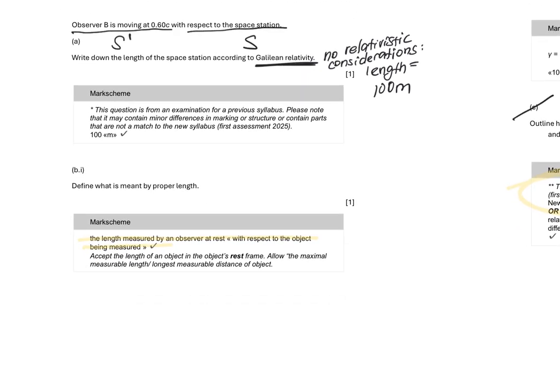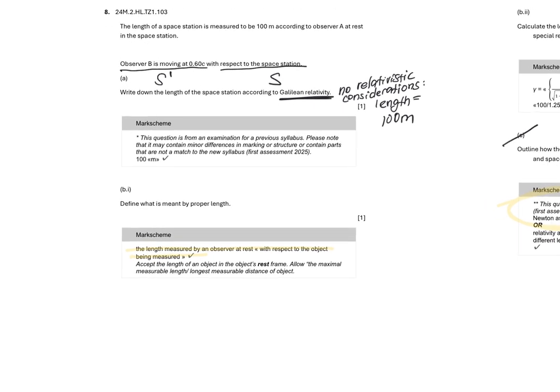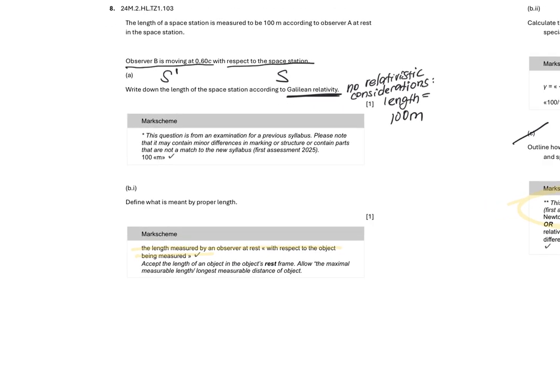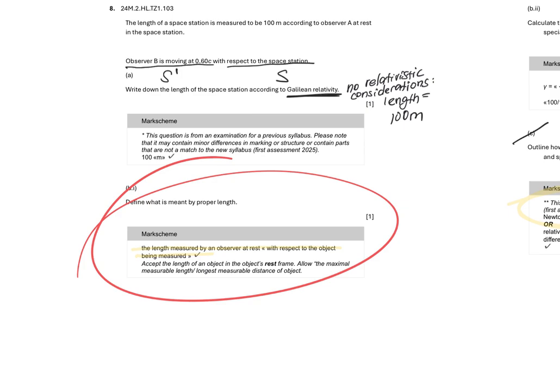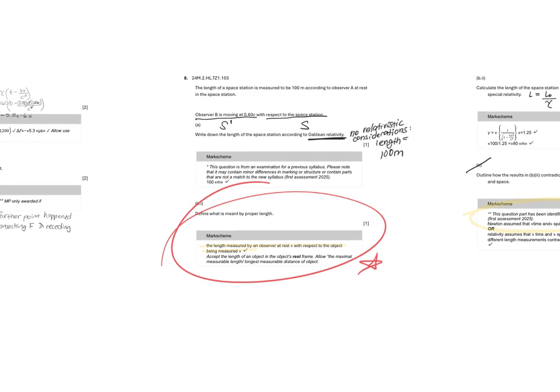Then it says define what is meant by proper length, and that's the length measured by an observer at rest with respect to whatever you're trying to measure. So that's a good definition.